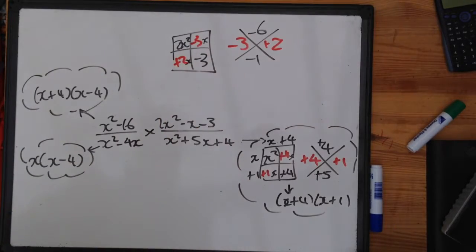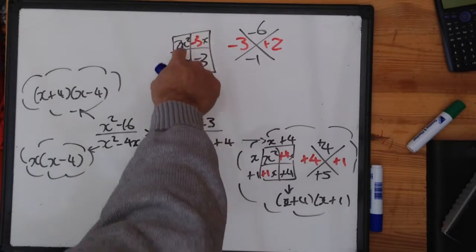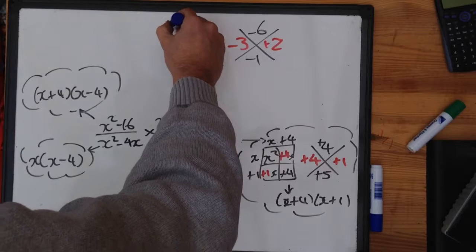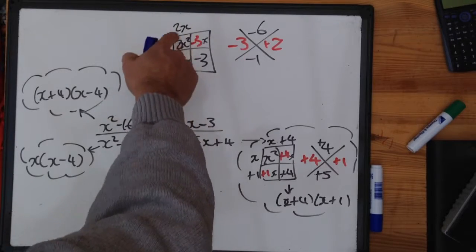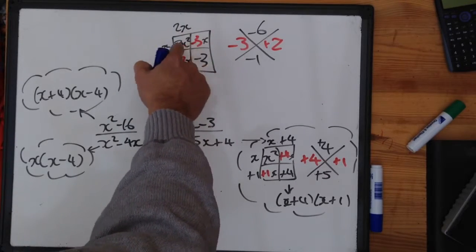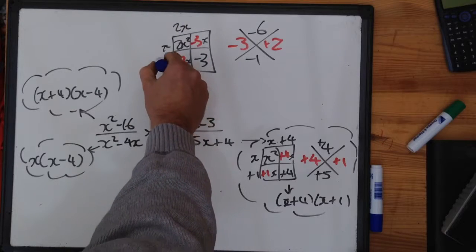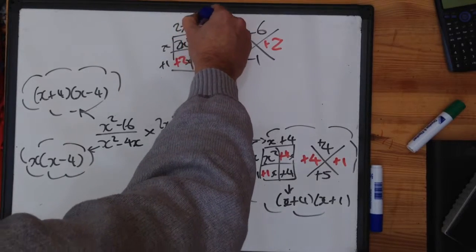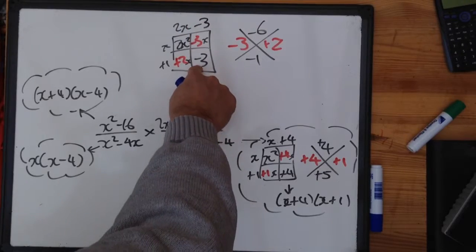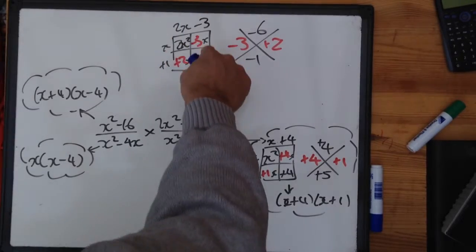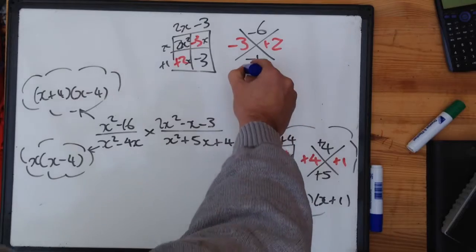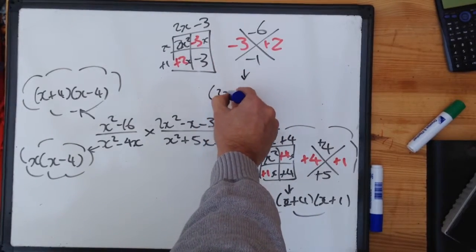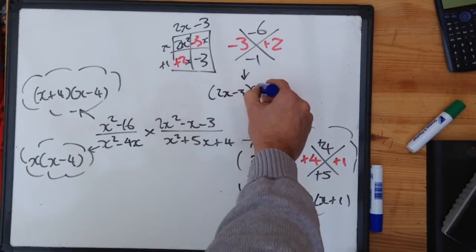Looking for common factors. Well, looking down this row here, I can see there's a common factor of 2x. So I'm going to put 2x there. 2x times x is 2x squared. 2x times 1 is 2x. x times minus 3 is minus 3x. This one here is the check. 1 times minus 3 is minus 3. So it works. So the factorisation for this one is 2x minus 3 and x plus 1.